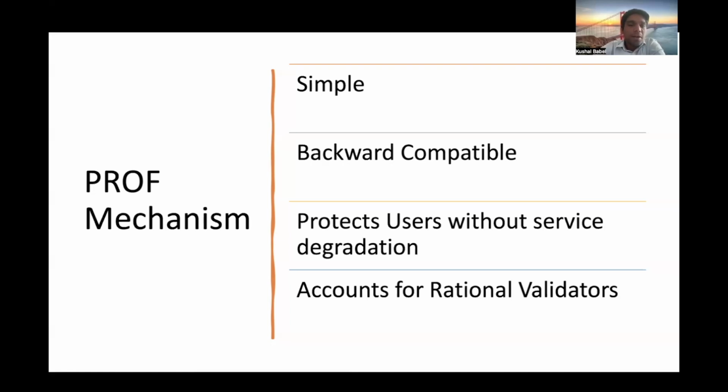The most important part of it is it's also backward compatible because it's designed from the first day to be practical and deployment friendly. So it's backward compatible with the current architecture of Ethereum. And as I said, the two properties that we want out of such a mechanism is it should protect users without service degradation. I'll talk about what service degradation might happen. And the last one is, of course, we want to account for rational validators.